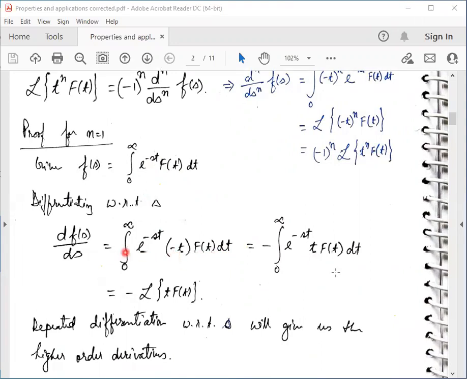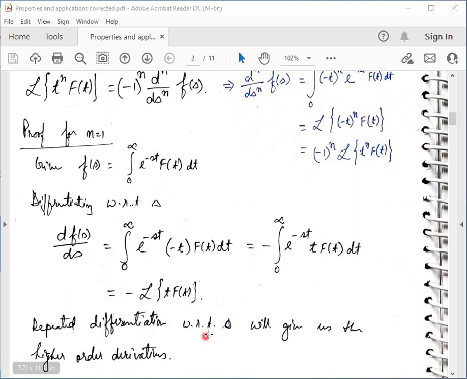So the minus I bring outside. What remains is e to the power minus st, t times f of t. And this is nothing but the Laplace transform of t times f of t, with the minus sign here. So we have df by ds is equal to minus the Laplace transform of t times f of t.